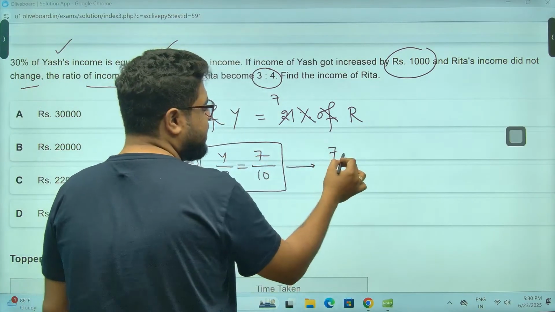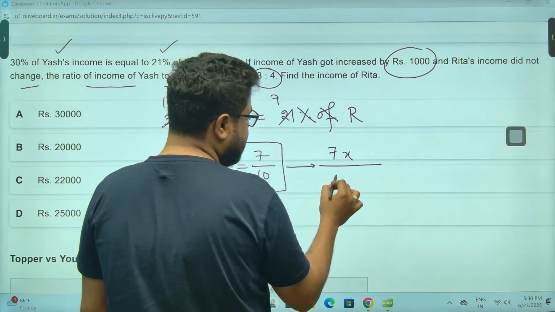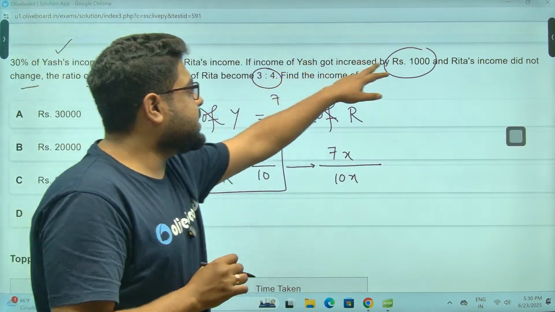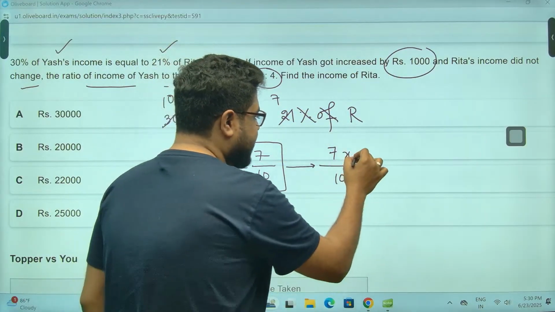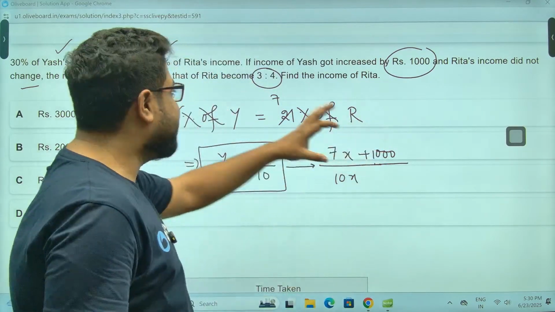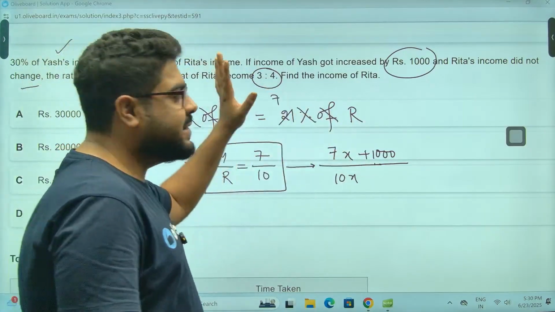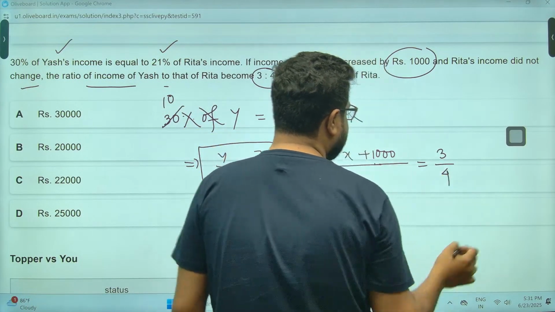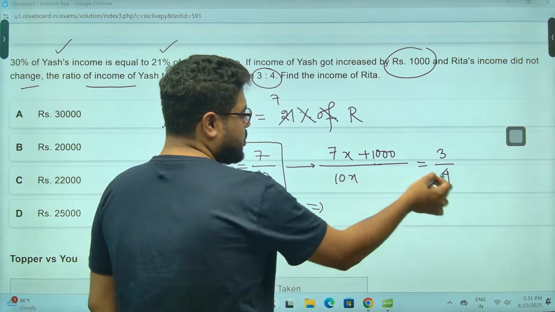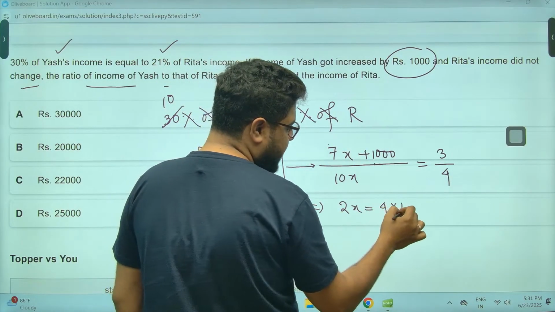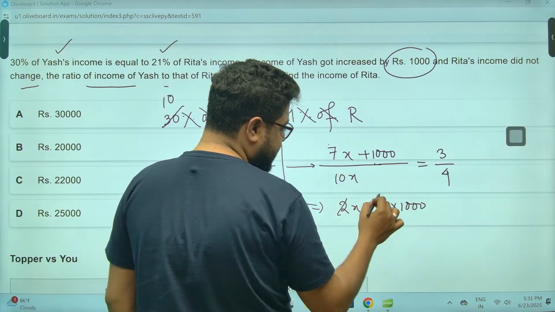So Yash's income I'm taking as 7x. Rita's income I'm taking as 10x because the ratio is 7:10. Yash's income increased by 1,000, so plus 1,000. But nothing happened to Rita's income, so it is 10x. Now the new ratio of Yash to Rita is 3/4. Calculate it: this is 28, 32x is this. 4 into 1,000. So x is 2,000.